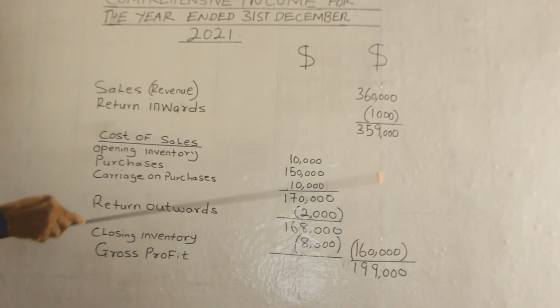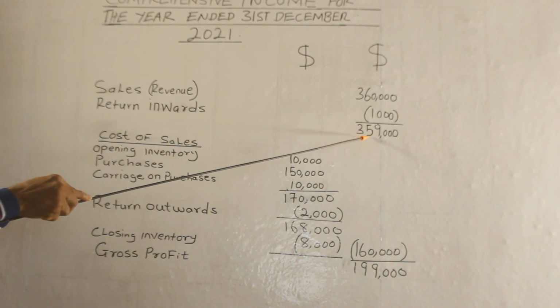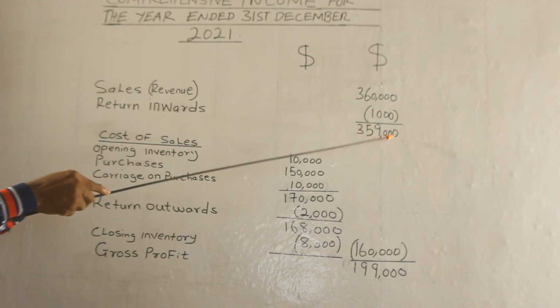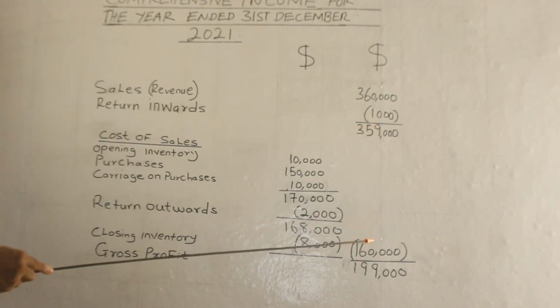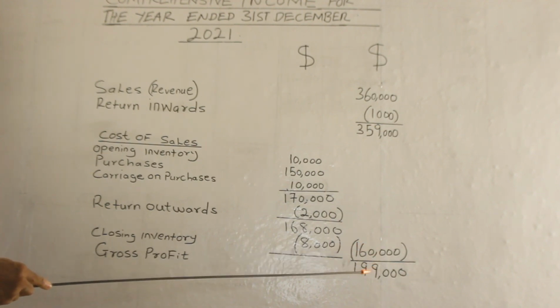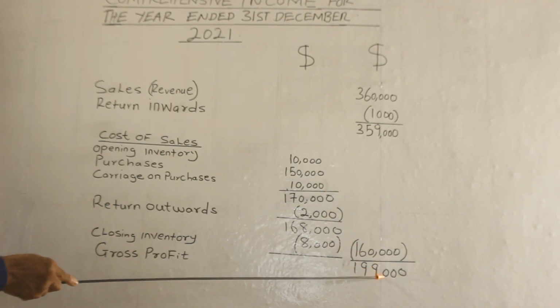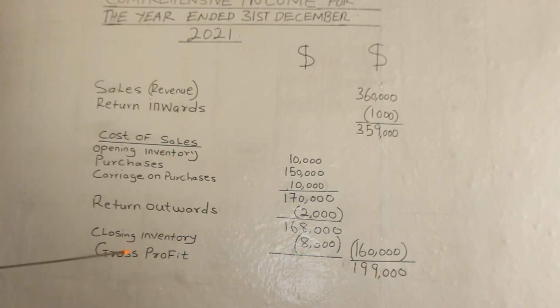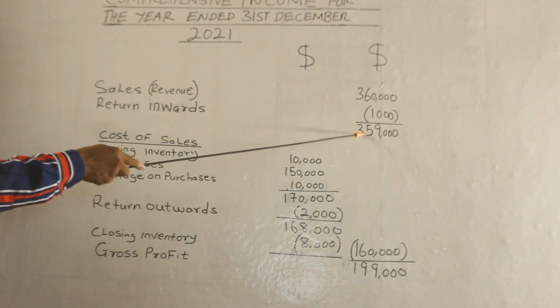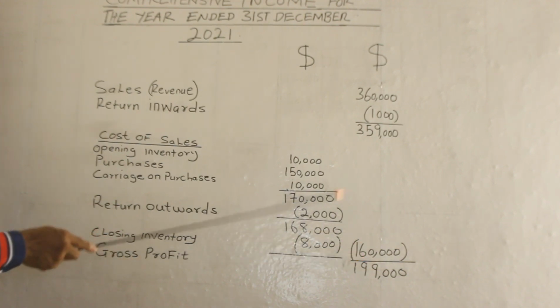Now, it was these goods that cost Victory Enterprises $160,000 to purchase that was sold for $359,000. So we now have sales minus purchases, which gives us $199,000 as our gross profit. Remember that when we started, we said that gross profit can be gotten by looking at the difference between sales and purchases.